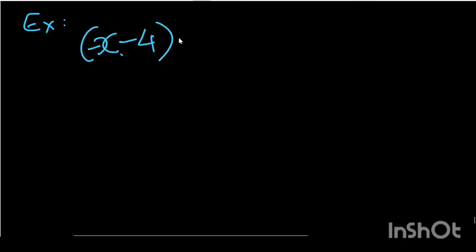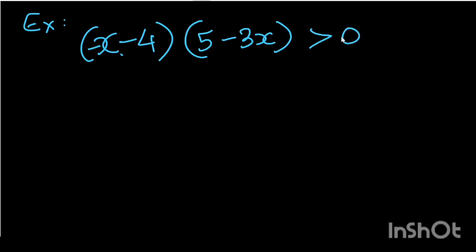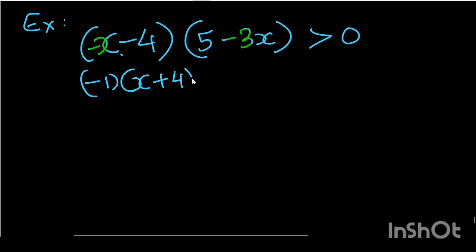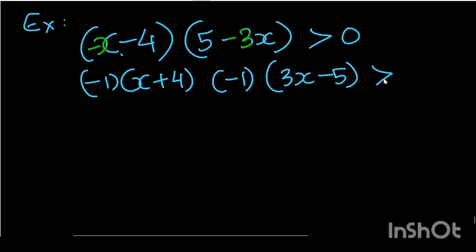If I take minus x minus 4 into 5 minus 3x greater than 0, in that case, as you can see here, the coefficient of x in both the examples is negative. Here also negative, here also negative. So what we will do, we will take minus 1 common from each of them, guys. Minus 1 from minus x minus 4 becomes x plus 4. Here also, if you take minus 1 out, it becomes 3x minus 5. This is greater than 0 as it is.